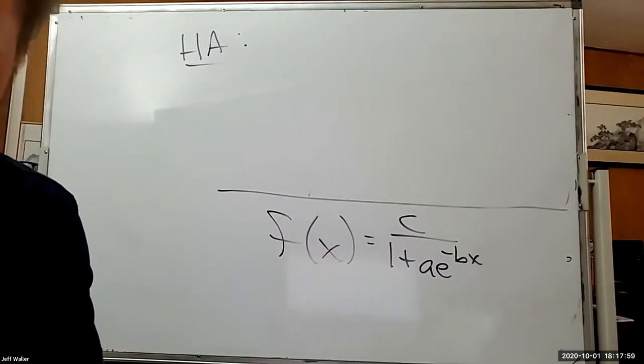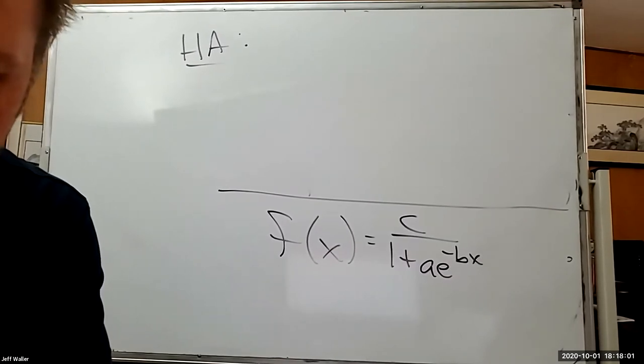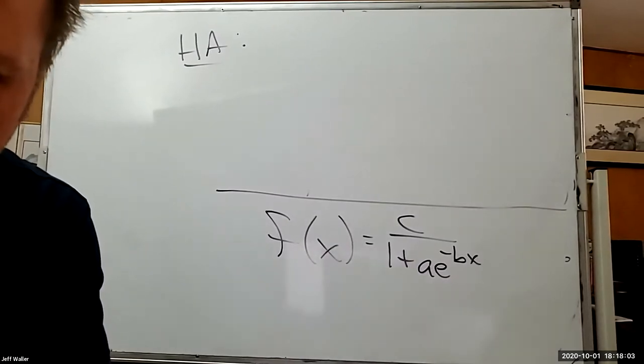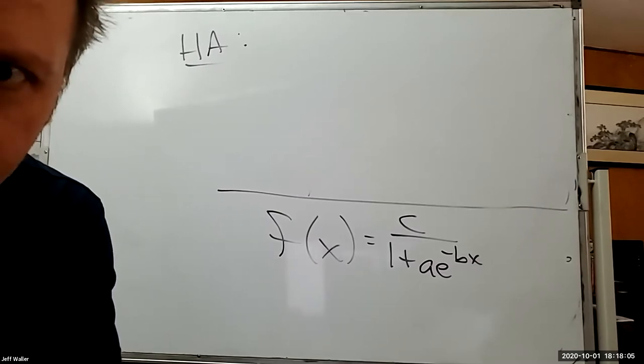And this is a really good example of there's an idea of horizontal asymptote. It doesn't care what the function looks like.